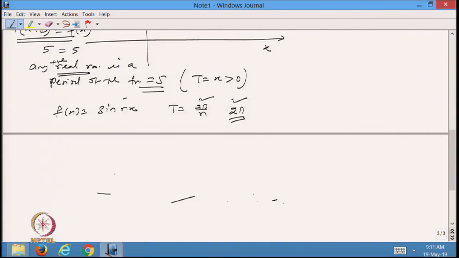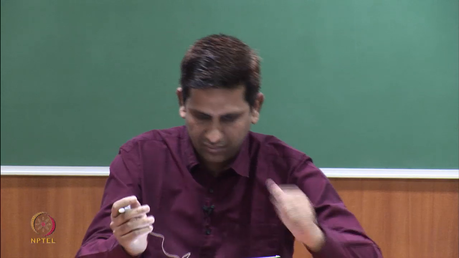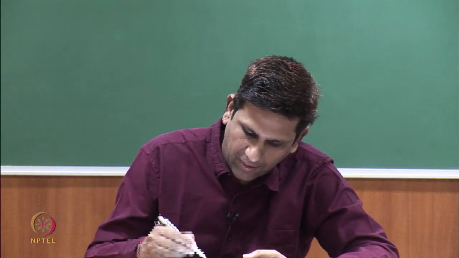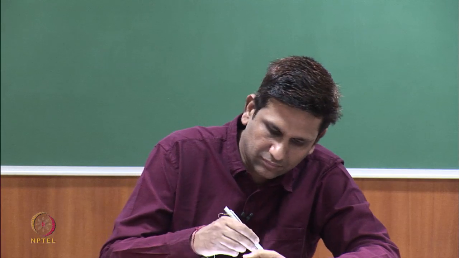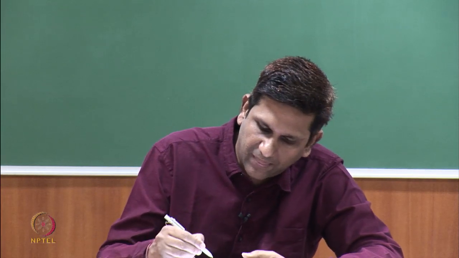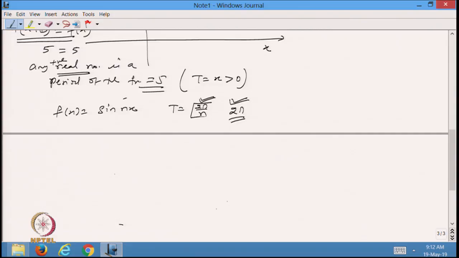But if you see clearly, this is the minimum value, so this is the period, but 2 pi is also one of the periods. So, for one function we can have a large number of periods, but for defining the fundamental period we always go for the minimum value. So, in this case I say that my period is this one for this function.